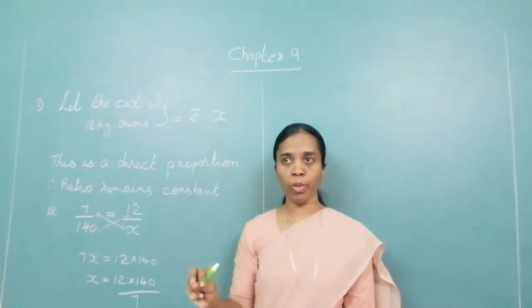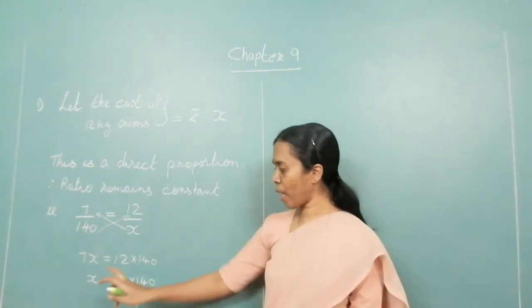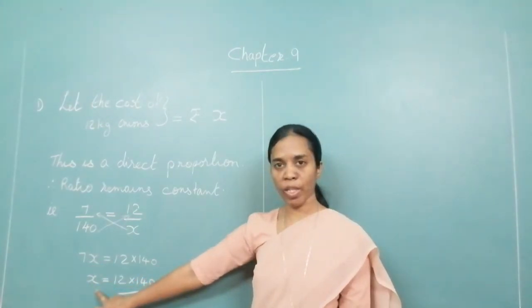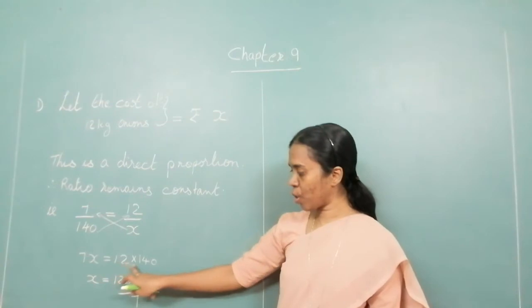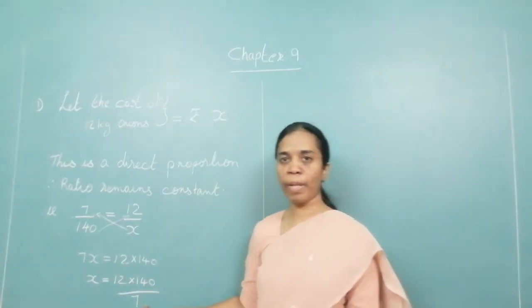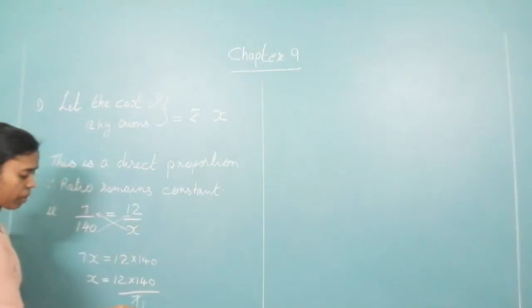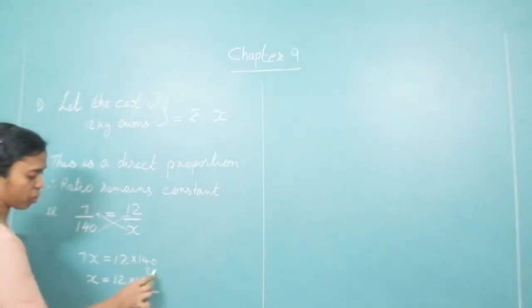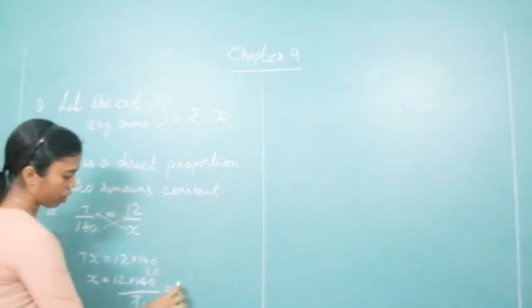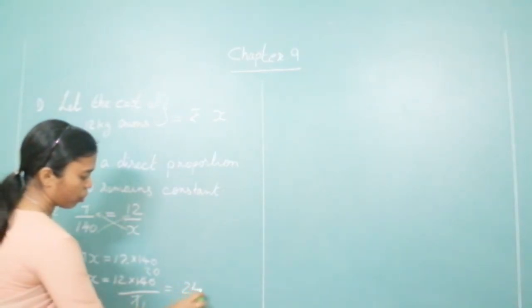Again, what are we supposed to find? We have to find the value of x. So keep only x over here. So what do we have over here? 12 into 140 divided by 7. So what is the answer? 7 ones are 7 and 14, 2 times 20. So you will get it as 240.